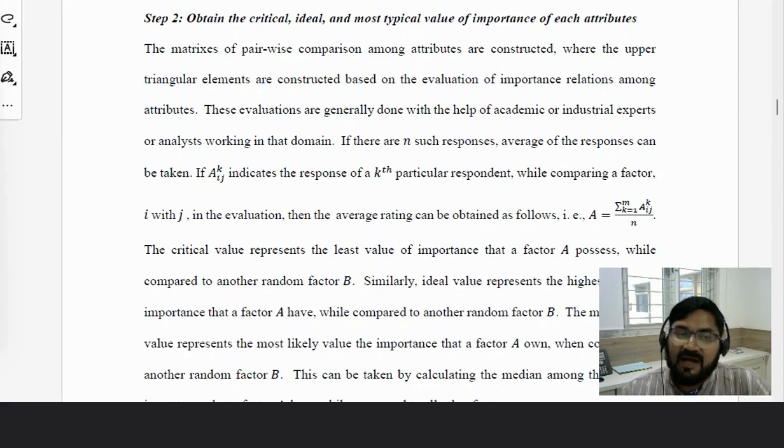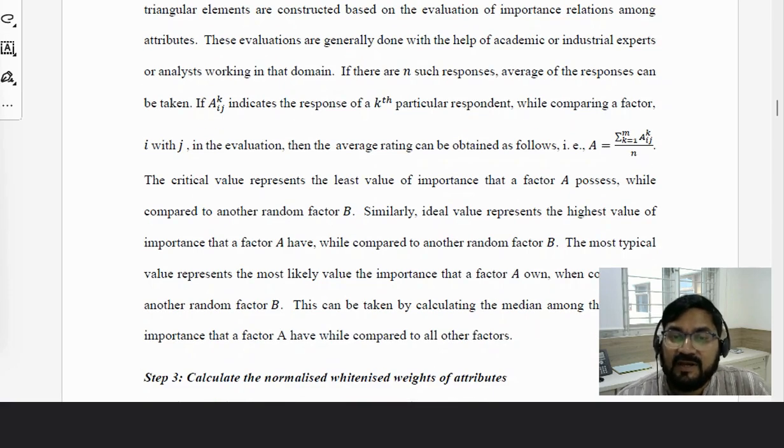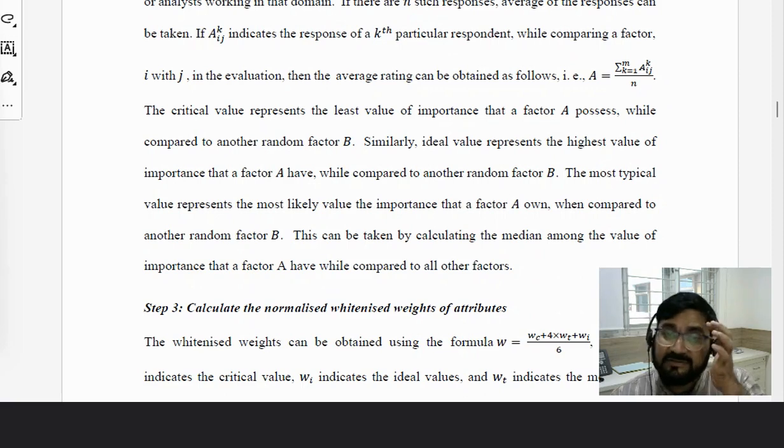The important part of the evaluation is that you can take the average of the responses. Suppose Aij indicates the importance of the ith criterion over the jth criterion, evaluated by the kth respondent. This is indicated by Aijk. Then we take the average of the evaluations, that is, the sum over k equal to 1 to n of Aijk divided by n. We can just keep the average for now, we are not using it anywhere, and we can calculate 3 different values.